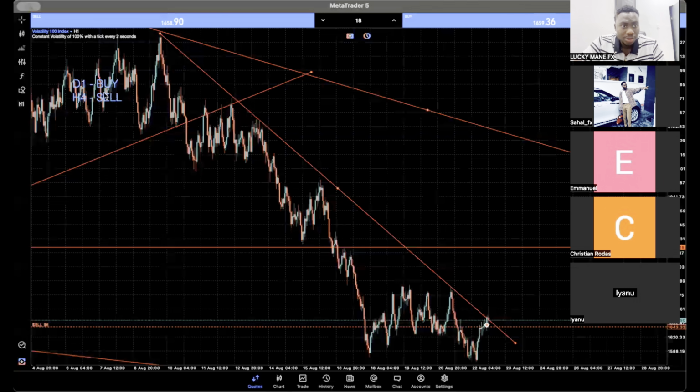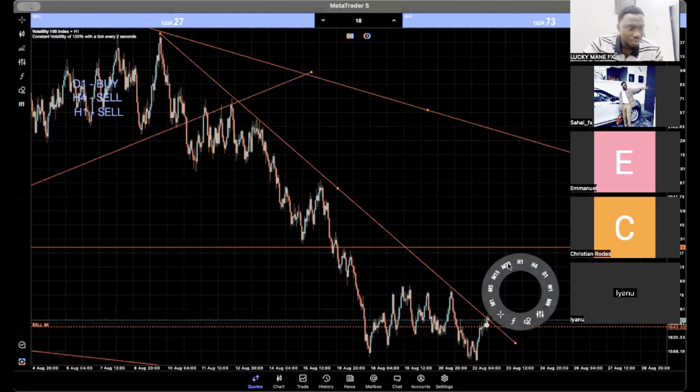So good. What is my H1 telling me now? What can I say that my H1 is asking me to do? H1, it's a sell. Then the sell is what? A continuation. So have we found our action trend line yet now? Yes. The action trend line is asking us to sell. So we go to M30.